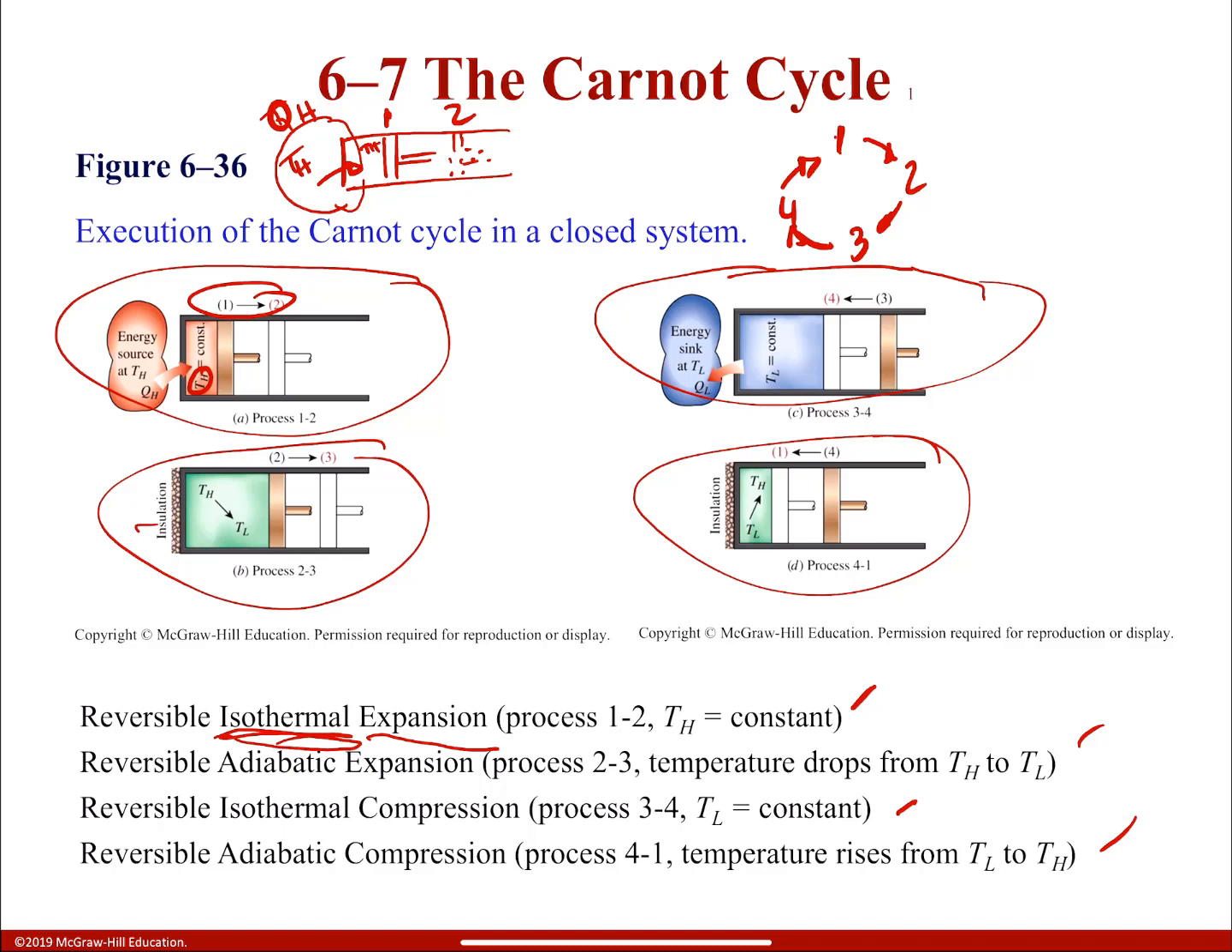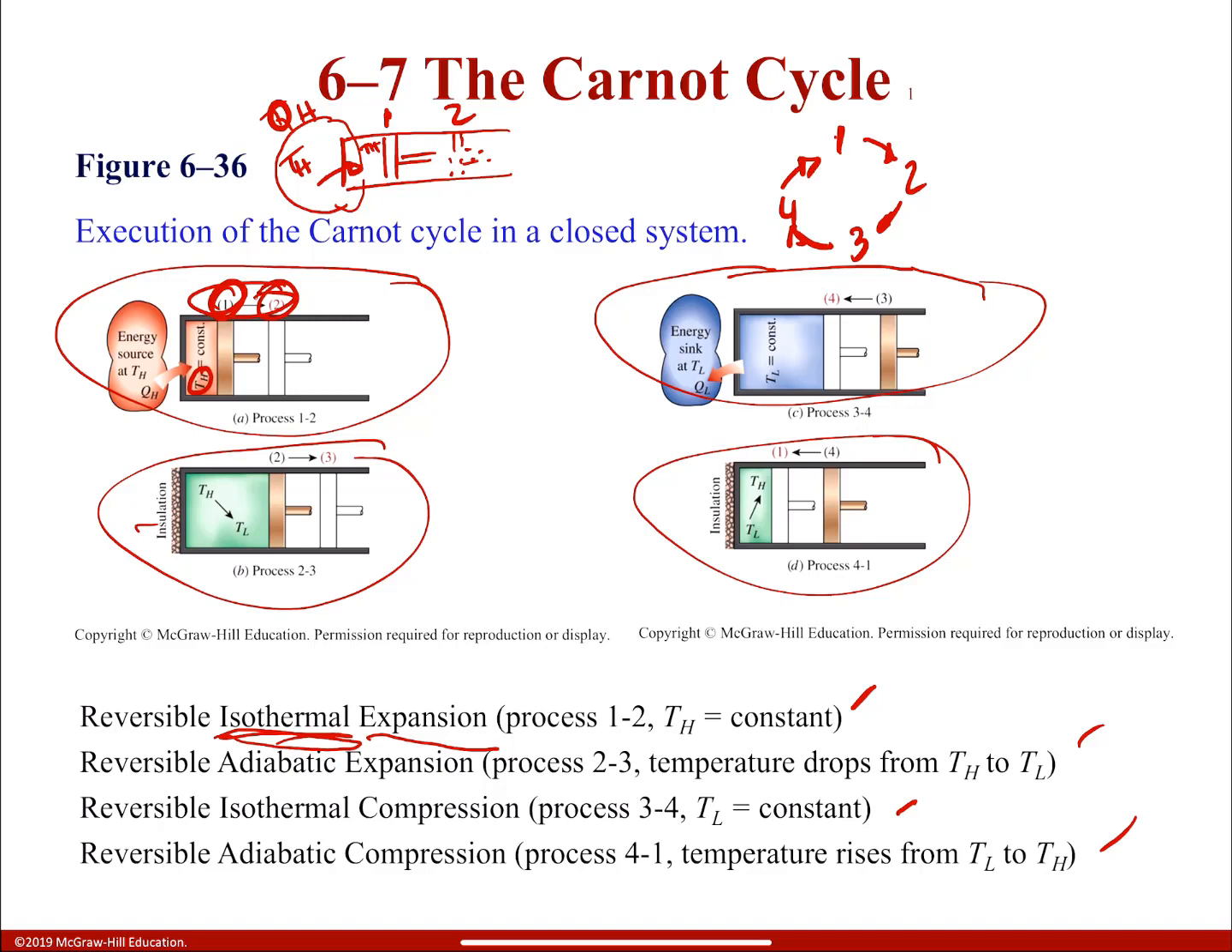That's what it says. So from 1 to 2, it will be expanding, and always TH will be kept constant. Okay, that's what happened. It's just an isothermal expansion. It's an expansion that will keep the temperature constant due to the fact that the piston is exposed to QH.